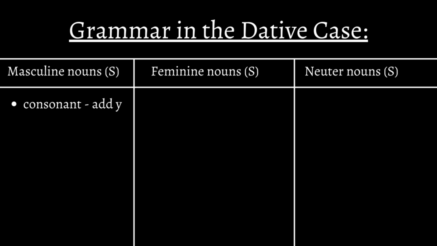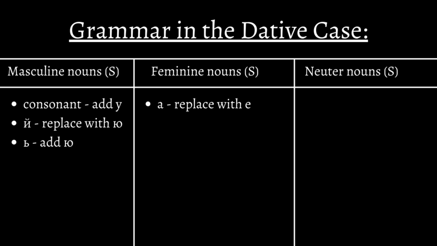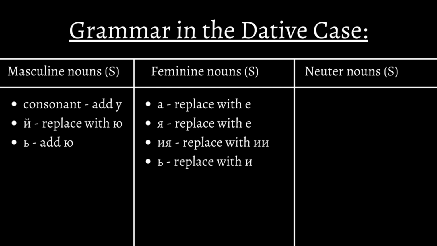In the singular form, if a masculine noun ends in a consonant, add u. If it ends in i kratkoje, replace it with you. If it ends in the мягкий знак, also replace it with you. If a feminine noun ends in a, replace it with ye. If it ends in ya, also replace it with ye. If it ends in ia, replace it with ii. If it ends in the мягкий знак, replace it with i. If a neuter noun ends in ye, replace it with you. And if it ends in o, replace it with u. This is how you modify nouns in the singular form of the dative.